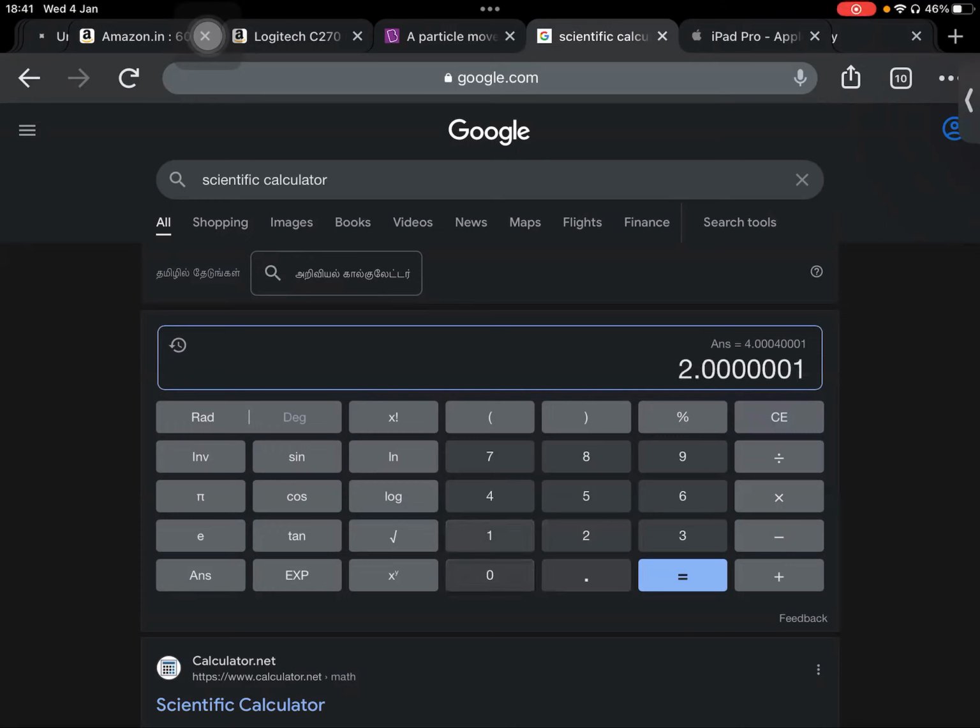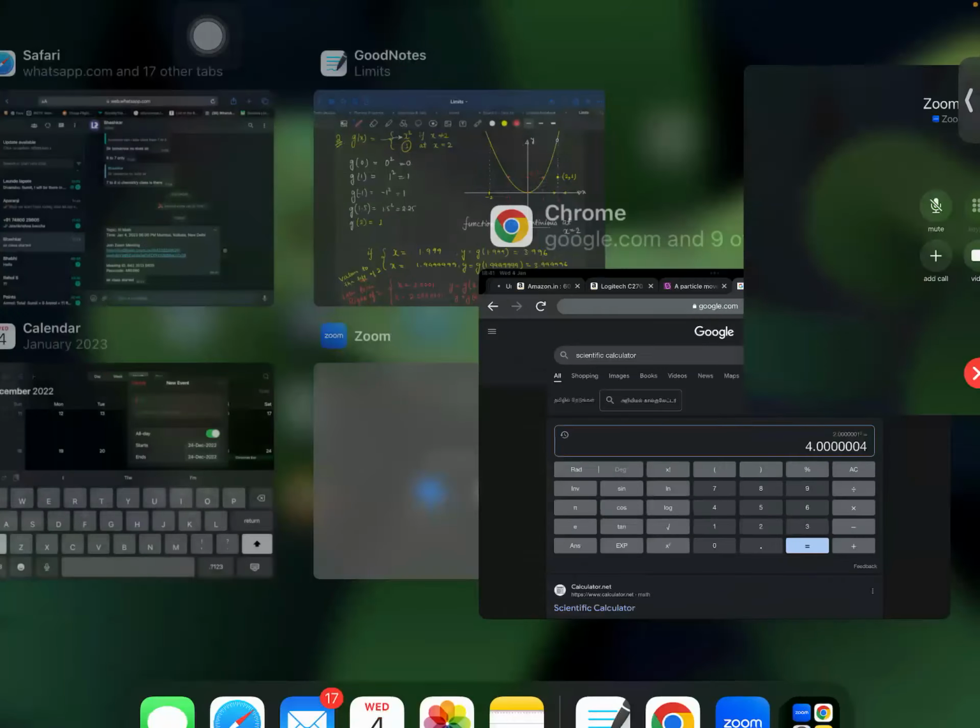Squaring it, we are getting 4.666, okay.